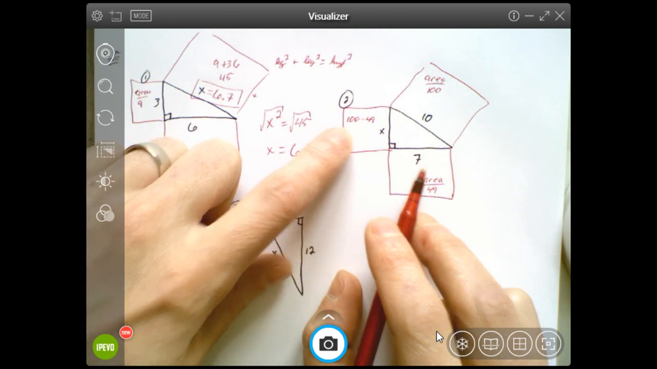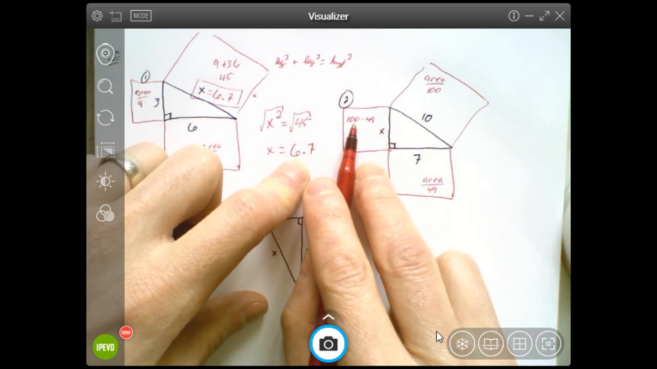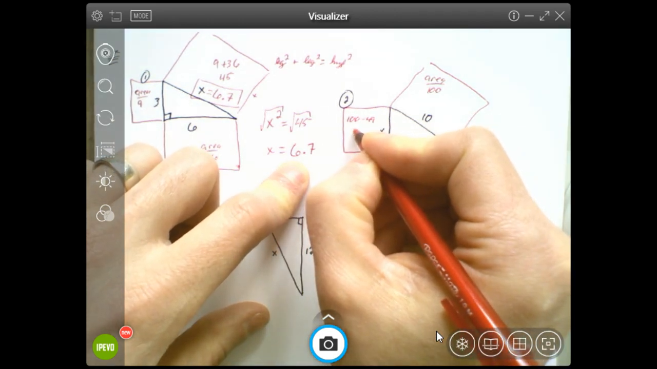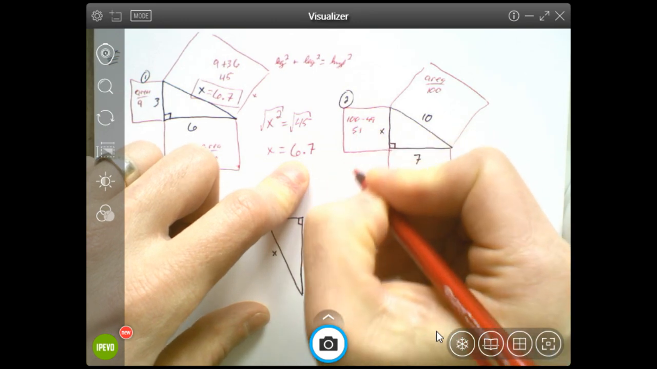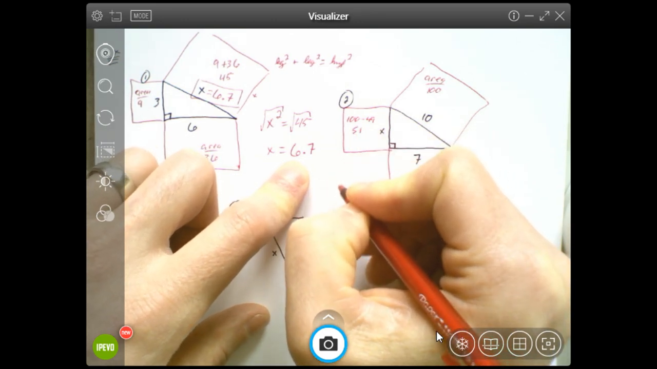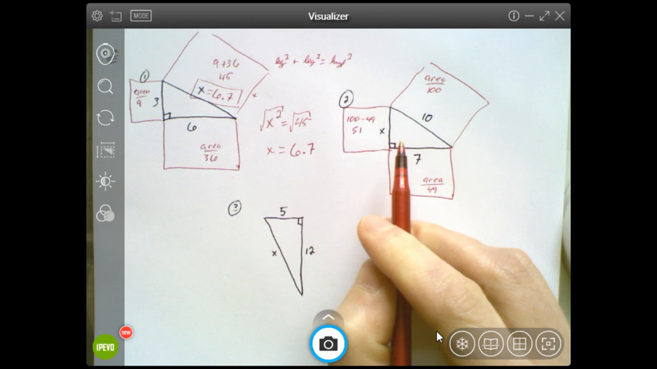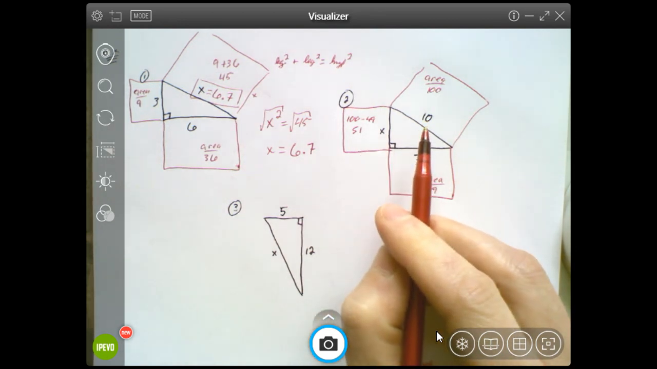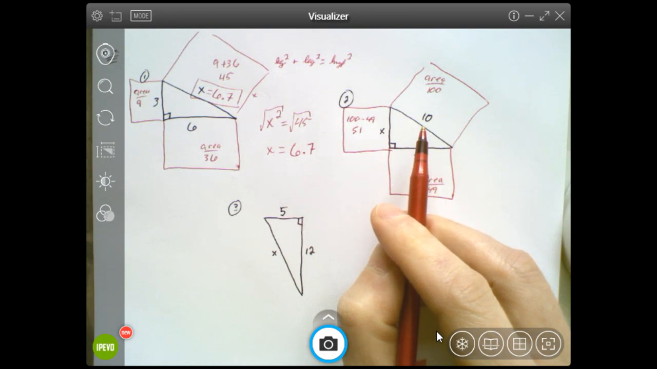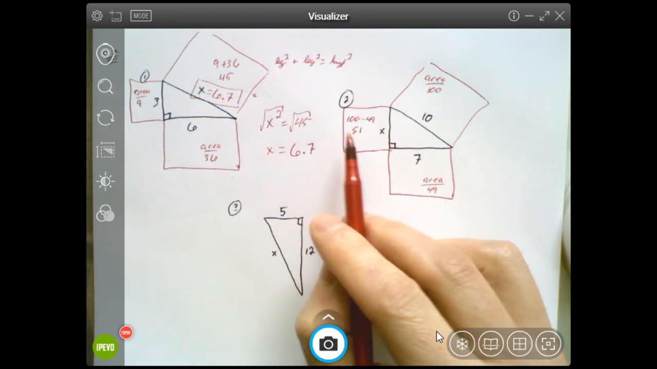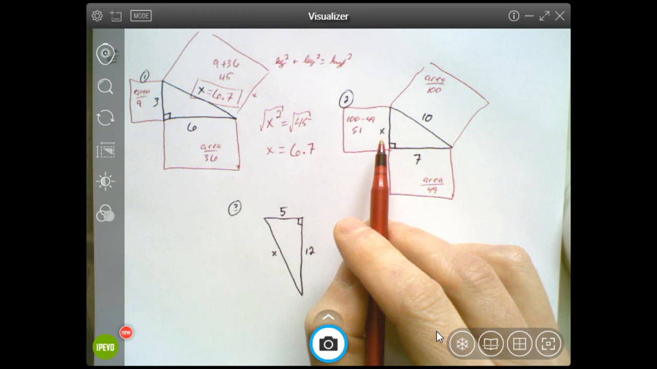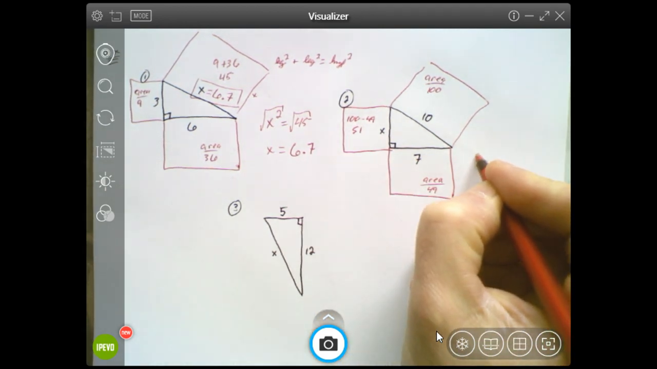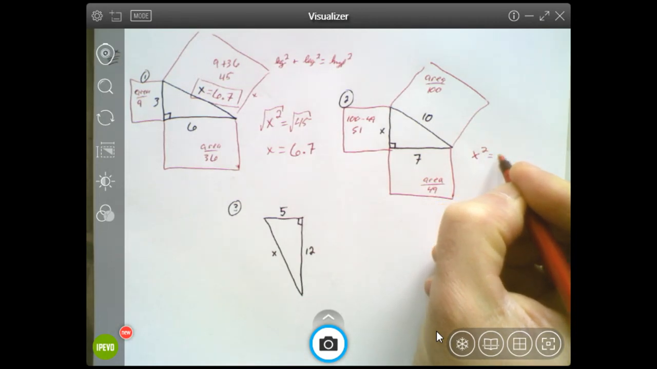Okay, so finishing this up, 100 minus 49 gives me 51. And then again, if I forgot to do the next step, I would check my reasonableness. That's 51. Wait a second, it was supposed to be smaller than 10. That's not right. Oh, that's right, because that's the area of this little square. Okay, so to find what the length is, you're going to take x squared equals 51.